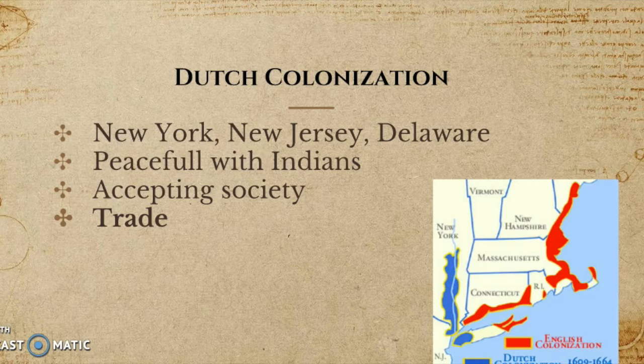The Dutch were a very trade based empire. They were the rulers of trade in Europe and in the North Atlantic. So they weren't pursuing colonization per se, but they wanted to have forts and places in the Americas where they could sell their goods.